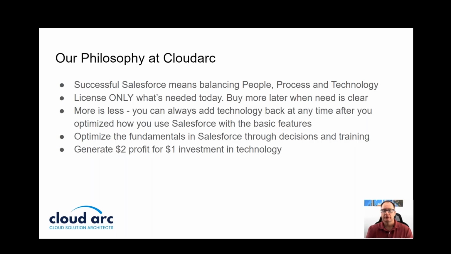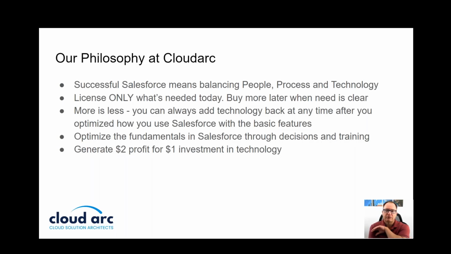You're better off, no discounts, buy what you need today only, and then as you grow and as your needs are clear, you buy more. So again, you can always add technology back later, but you can't unadd technology, you can't reduce. So it's better to keep your foundation super lean and light at the beginning.